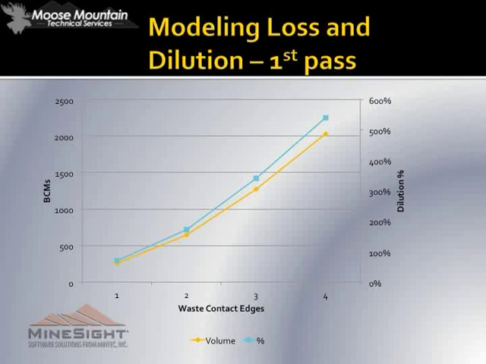Based on the number of contact edges, we just built a bunch of geometry shapes. You can see that with one contact edge, it's a lot smaller. And as the waste contact edges on the ore block go up, the dilution for the block volume rises quite substantially.